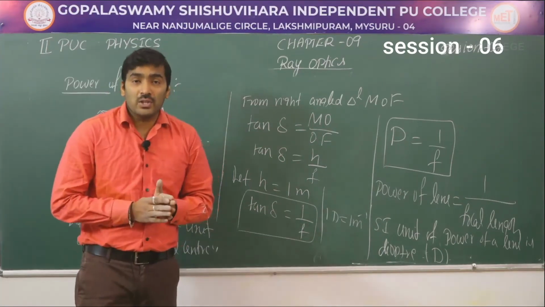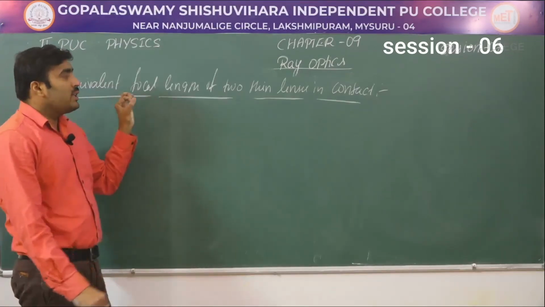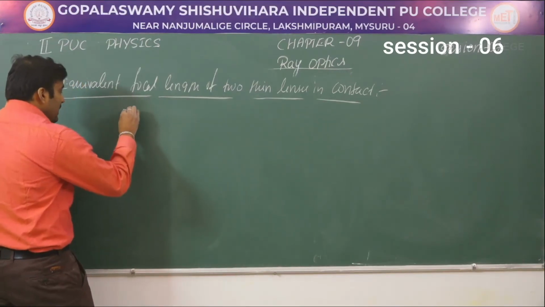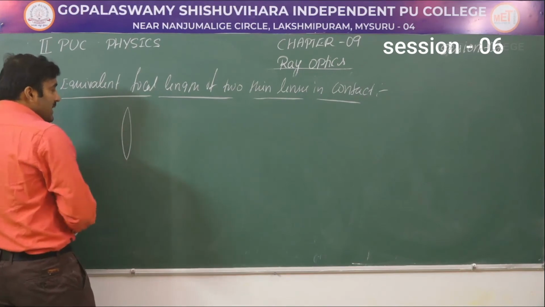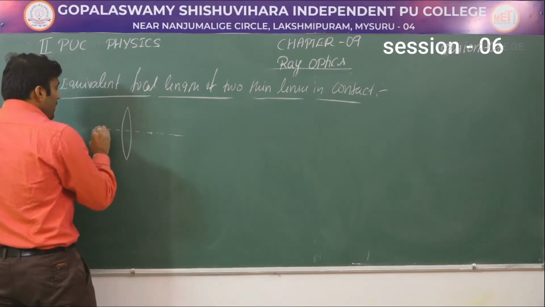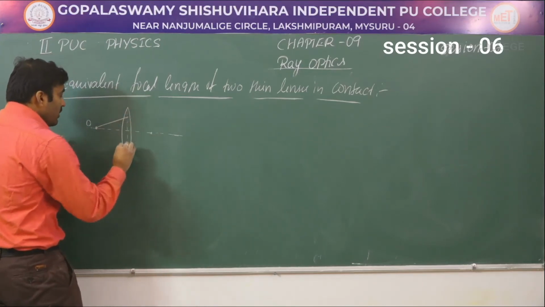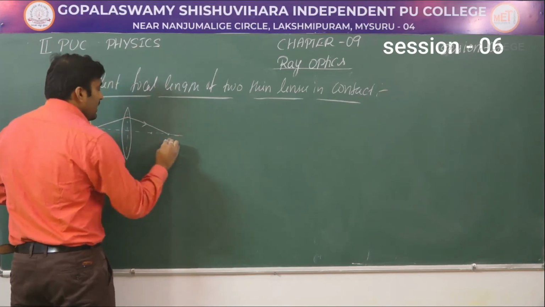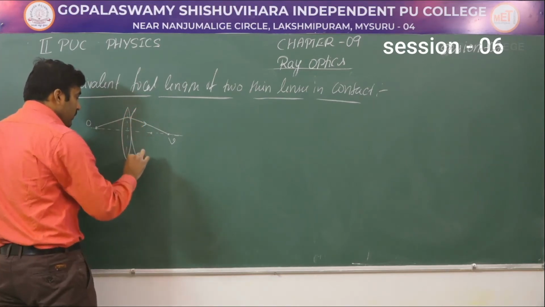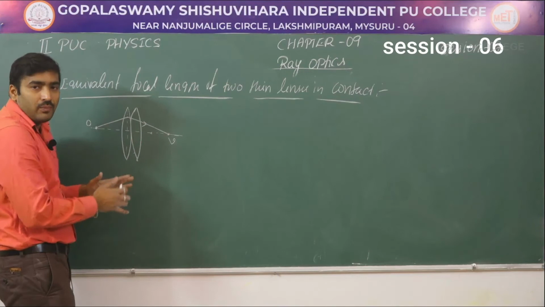The next concept is the derivation for a combination of two thin lenses in contact. So let us derive the equivalent focal length of two thin lenses in contact. I have explained about the thin lens. If we have a thin lens like this, the focal length is somewhere here. So when an object is emitting light and it converges the rays somewhere here, we get an image at this point, correct? Now what happens if I combine one more lens to this? What happens to the image? So that is what we need to see here.